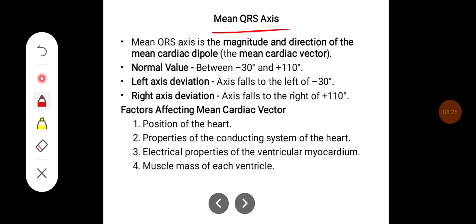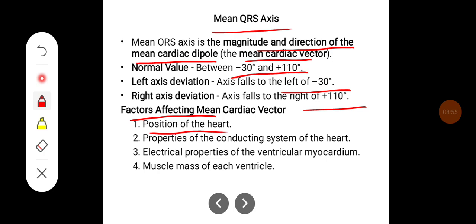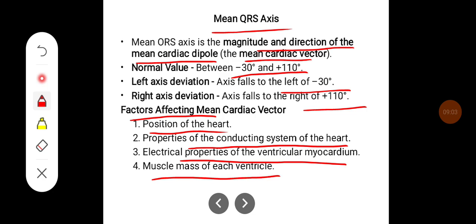Then you have to look for the mean QRS axis. The mean QRS axis is the magnitude and direction of the mean cardiac dipole, that is the mean cardiac vector. Normally this is between minus 30 degrees and plus 110 degrees. Left axis deviation is when the axis falls to the left of minus 30 degrees, and right axis deviation is when the axis falls to the right of plus 110 degrees. The factors that affect the mean cardiac vector are the position of the heart, the properties of the conducting system of the heart, the electrical properties of the ventricular myocardium, and the muscle mass in each ventricle.